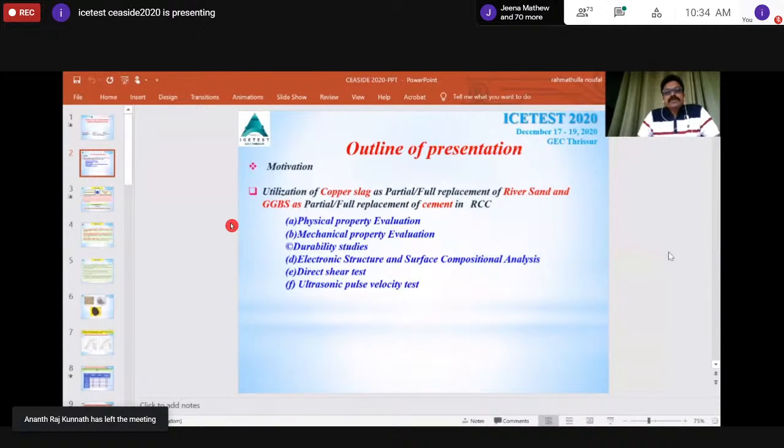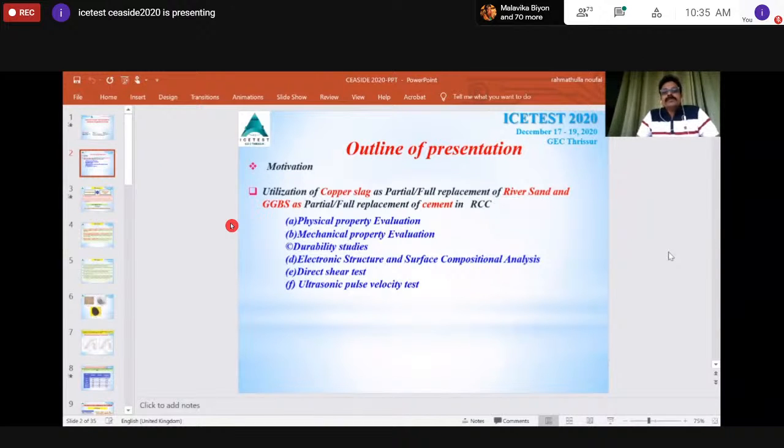In my previous work, I did partial replacement of river sand with copper slag in concrete, and I got a value of 40% optimum replacement of copper slag so that I will get the maximum value of compressive strength and split tensile strength. And that is published in the paper in Advances in Concrete Construction, in 2020. So from that, I started this work.